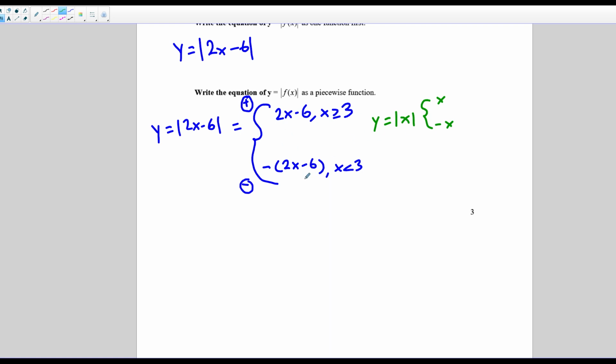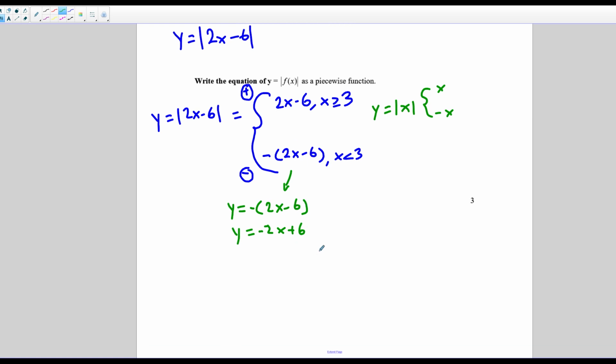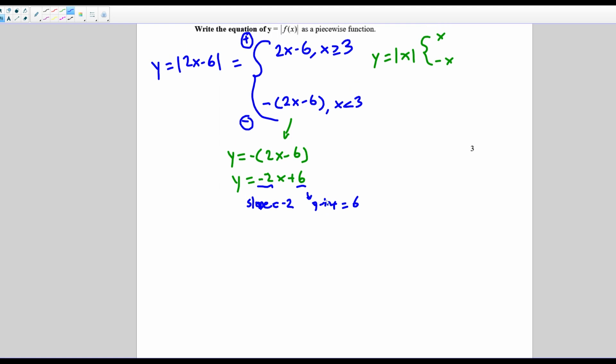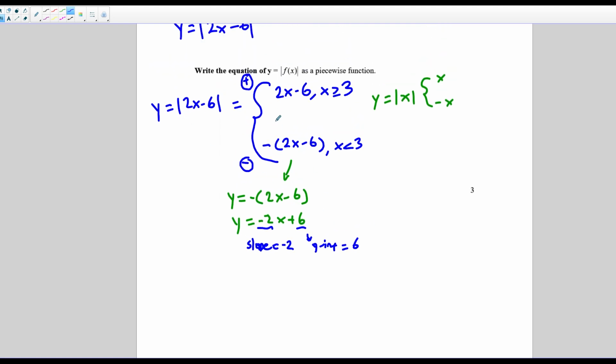If we were to expand this out, if we said that y is equal to negative (2x minus 6), and we went ahead and distributed, it looks like this: we have negative 2x plus 6, because negative times negative 6 gives me a positive. This would mean we have two pieces of information. One, that the slope of this new part of our line is going to be negative 2. And your y-intercept is going to be equal to positive 6. What this gives us is the other half of the graph that we're looking for.